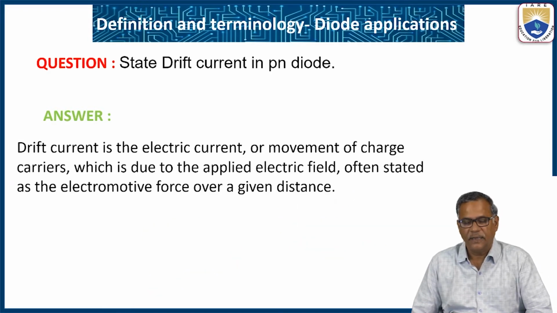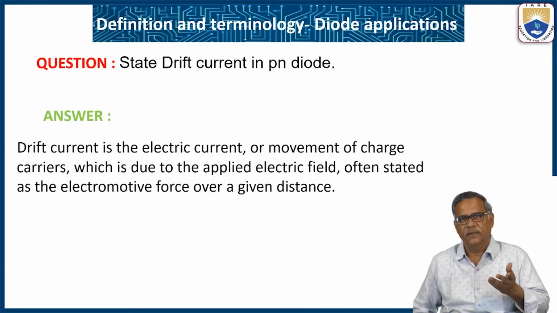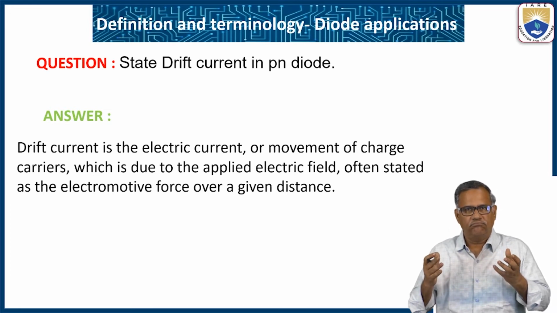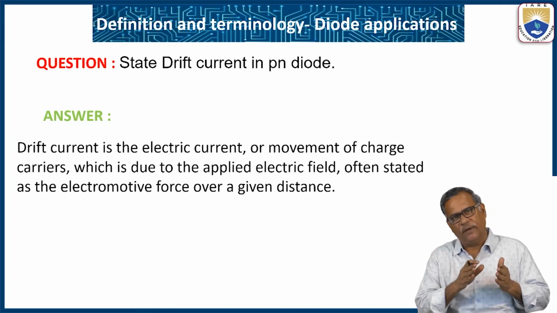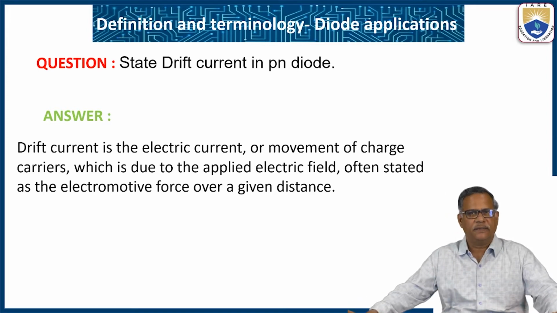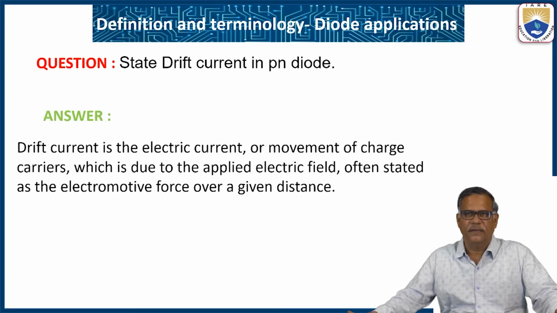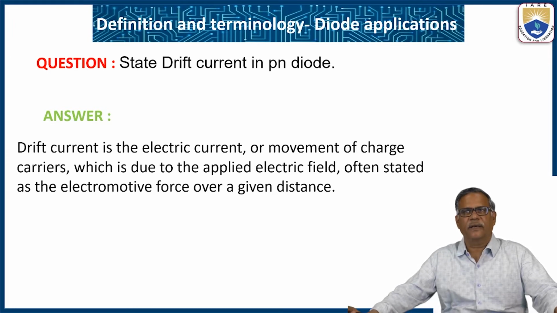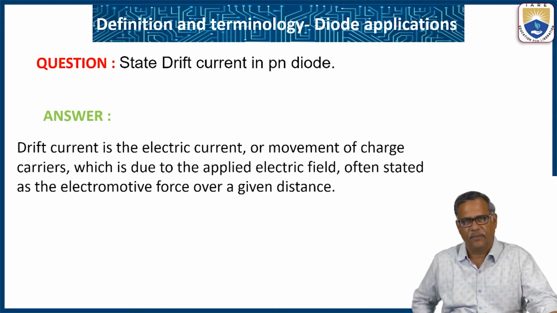What is a drift current in a PN diode? Drift current is a current which is caused by the application of voltage. When the applied voltage is more than the barrier potential, there is going to be a flow of current through the diode, and the current which is caused by applying the external potential is called the drift current. So drift current is the electric current or movement of charge carriers which is due to the applied electric field. It is also called the electromotive force over a given distance.